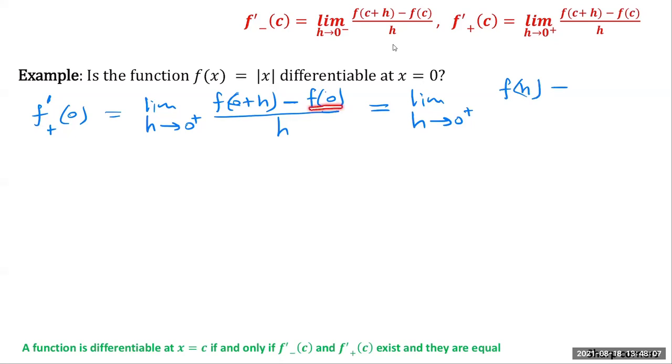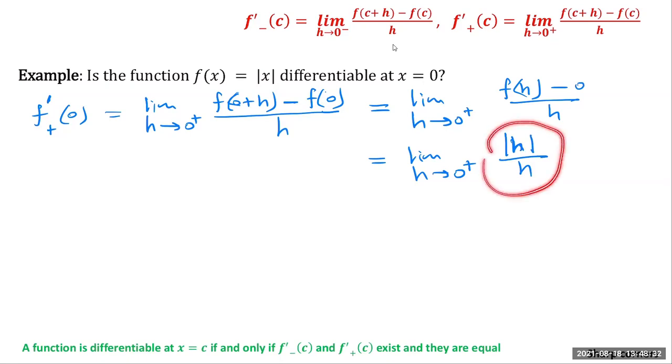What is f of 0? To find f of 0, you plug in 0 here. Absolute value of 0 is 0. Divided by h. This is, of course, the limit as h approaches 0 from the right-hand side. f of h is the absolute value of h, divided by h.